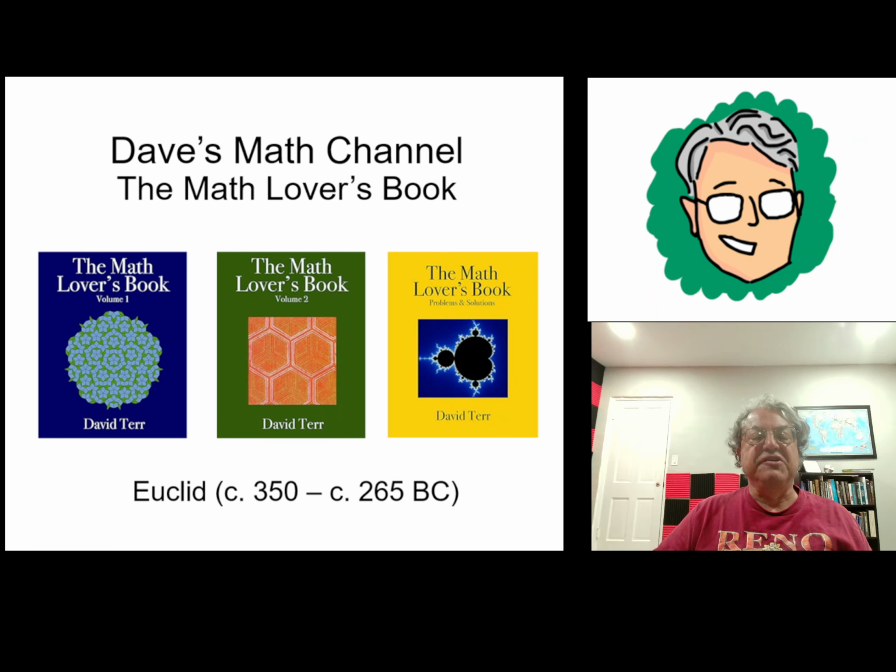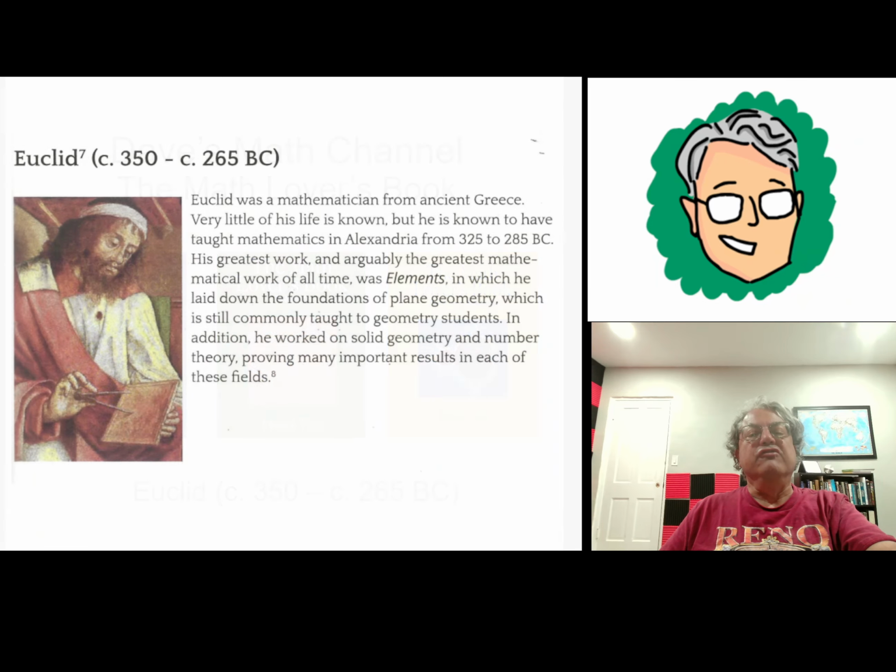I'm your host, David Tare, and this is my fifth bio from my Math Lovers book. I have a section on biographies of mathematicians at the end of Volume 2, and I have bios of 80 famous mathematicians throughout history, listed chronologically. I'm up to the fifth of them, and that one is Euclid, who lived from about 350 BC to about 265 BC. We don't know the exact years.